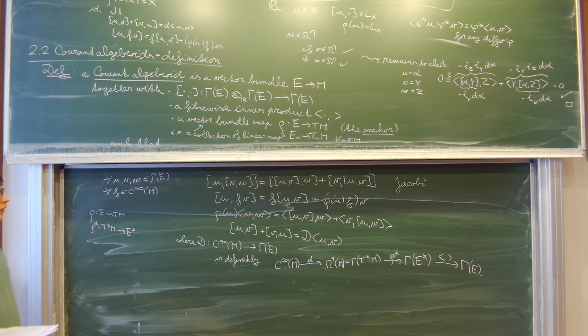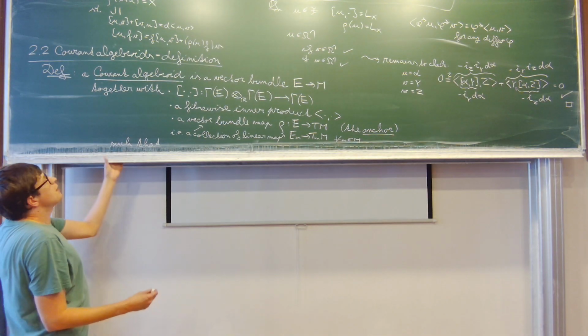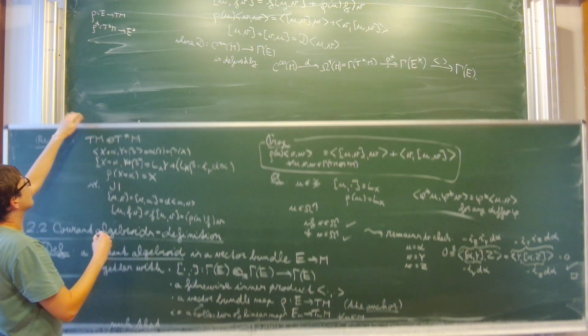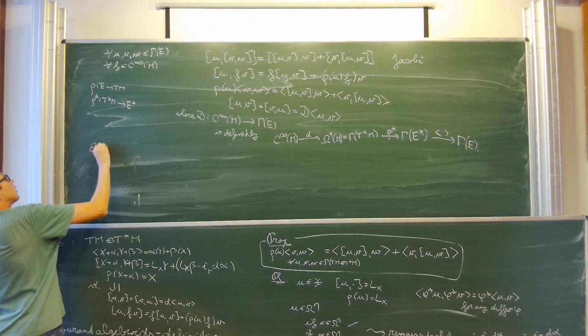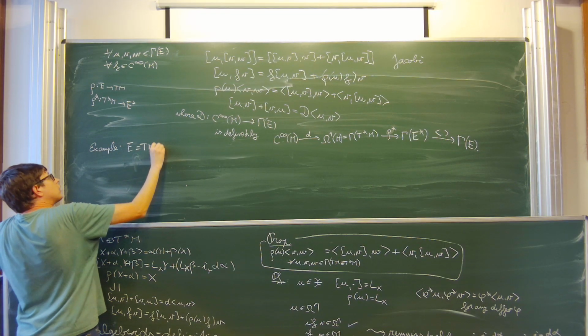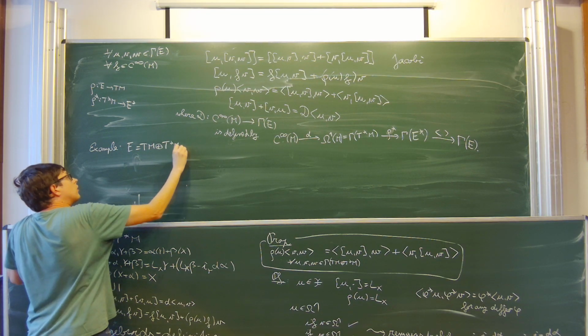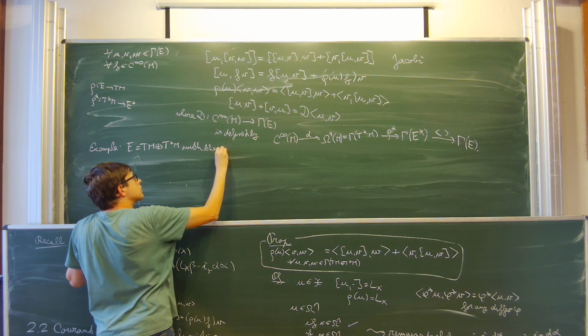Okay, so that's what a Courant algebroid is. It looks pretty random if you see it for the first time, especially without the motivation that we've done. The important example of this is the structure we saw before. Example: you take this guy with the structure from before.